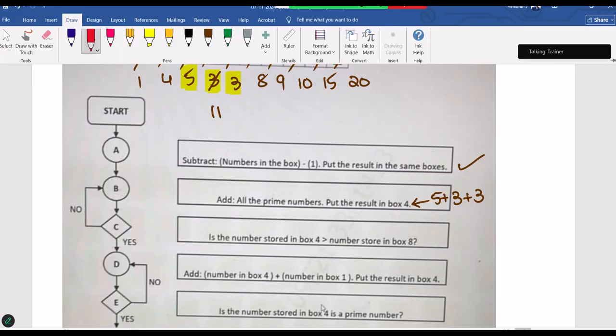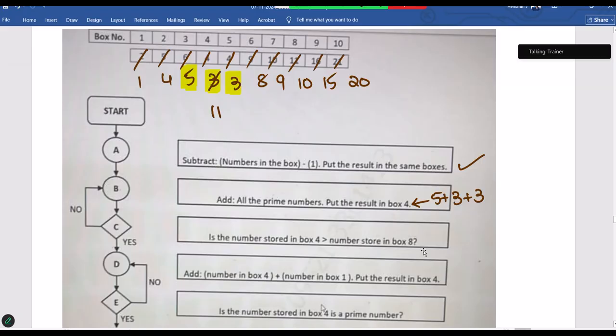The next one: number in box 4 greater than number in box 8? Number in box 4 is 11 as of now, greater than number in box 8, 10. True. Yes, then go for the next step. What is the next step? Number in box 4 plus number in box 1. Put the result in box 4. Box 4 is updated to 12 now.